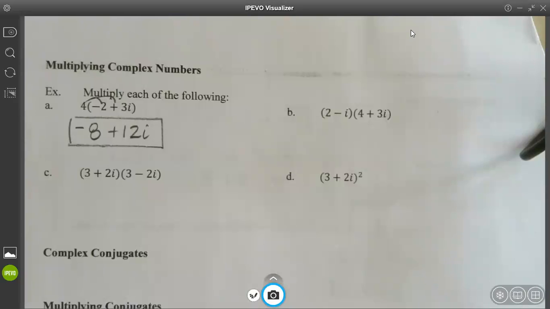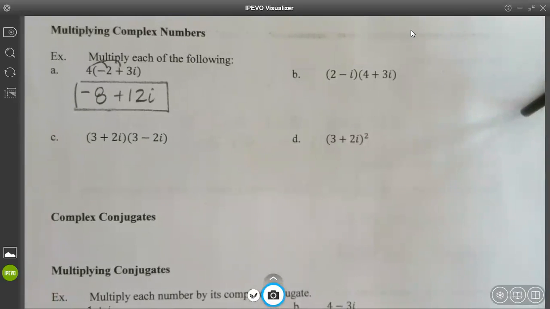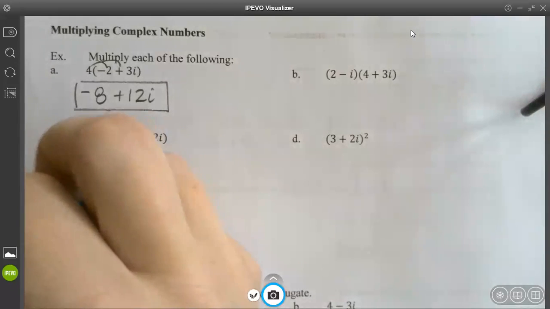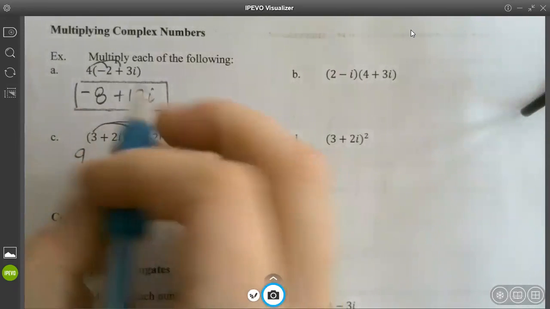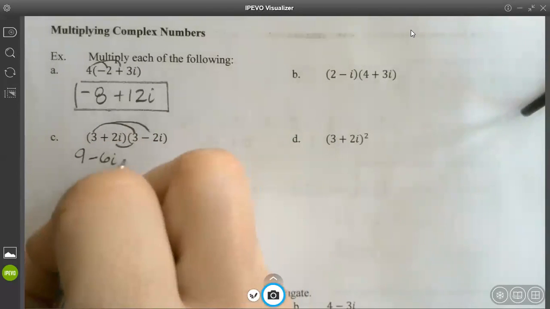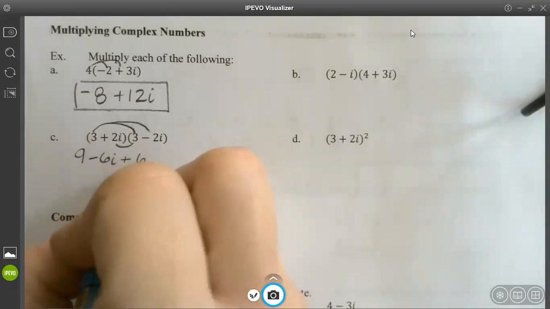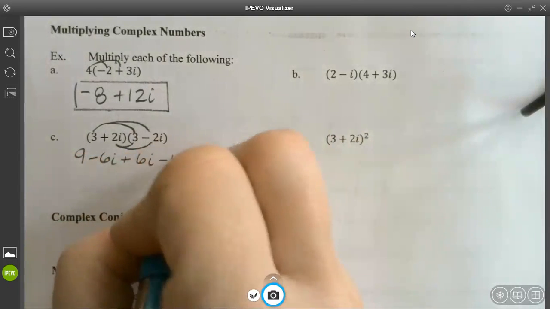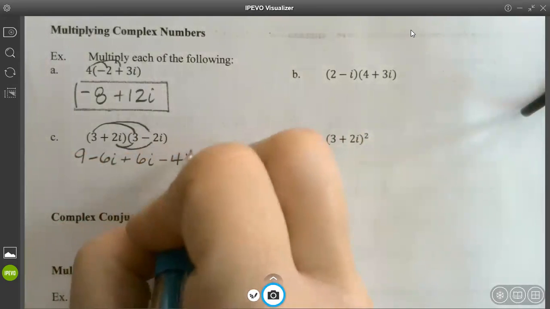All right. I want to work with C for a minute and then I'll go back to B and D. So look at C. What happens when I have it like this? Double distribute, right? What's 3 times 3? 3 times -2i. 2i times 3. And then 2i times -2i. 4i to the second. Yep.